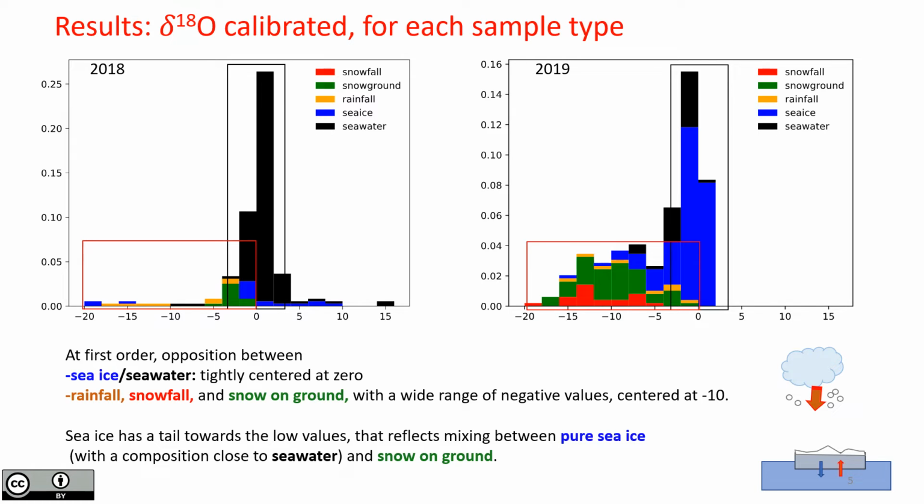And both sea ice and seawater have delta 18O values very close to 0, very tightly centered, whereas for the other samples we got really low values, really depleted values between -20 and 0. However, for sea ice, we have a small contribution from the snow at the surface, which was melting and percolating inside the sea ice, and therefore we get also some negative values, especially in the first centimeters of the sea ice.